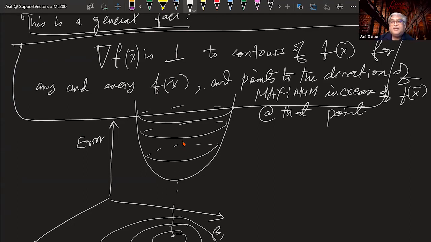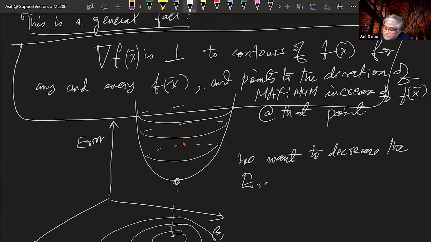It's a very general observation. The gradient points to the direction of maximum increase. So if you want to increase a function, follow the gradient. If you want to decrease a function, go against the gradient, because that will be the fastest way to decrease a function. Gradient descent. And therefore, in our case, what do we want to do? We want to decrease the error.